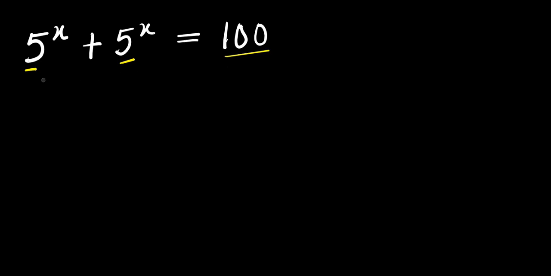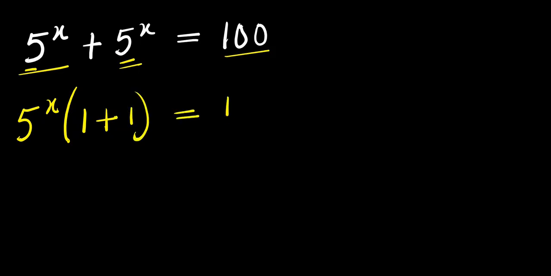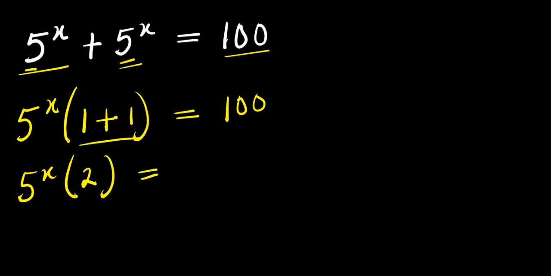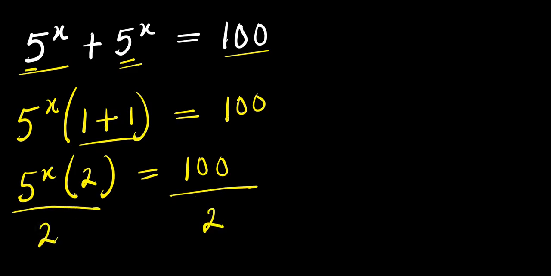So we can decide to factor out 5^x. I have 5^x times (1 + 5^x divided by 5^x). I have 1, and this equals 100. So from here, I have 5^x times (1 + 1). This is 2, and this equals 100. So from here, I can simply divide this by 2 and divide this by 2.